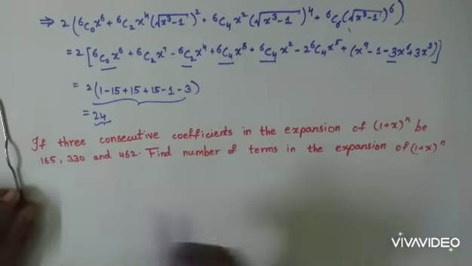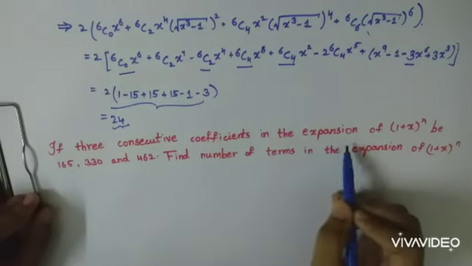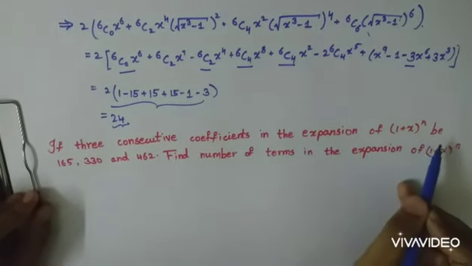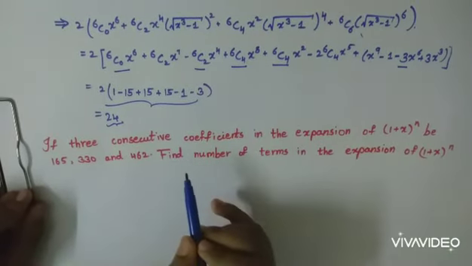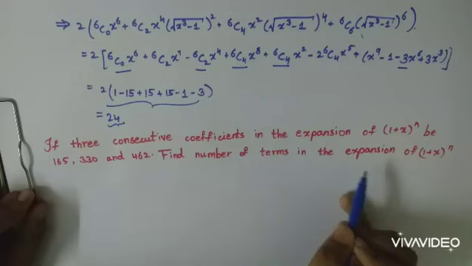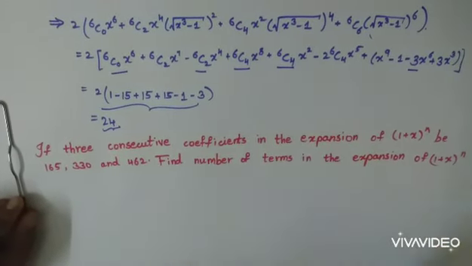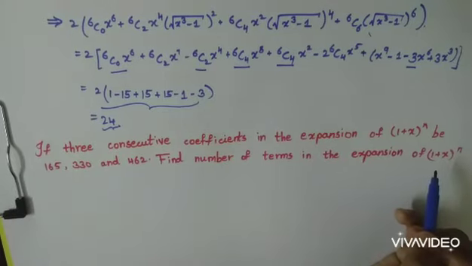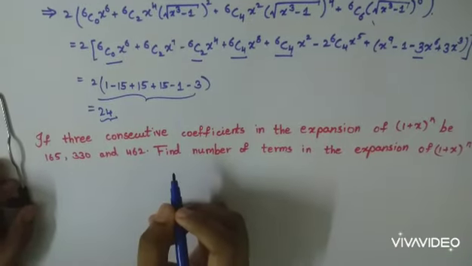The question is: three consecutive coefficients in the expansion of (1 + x)^n are given as 165, 330 and 462. We need to find the number of terms in the expansion of (1 + x)^n. The number of terms in the expansion is n + 1. So let us solve now.